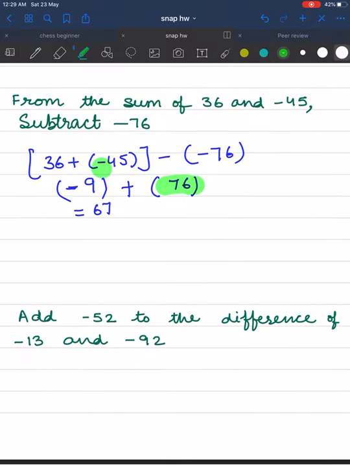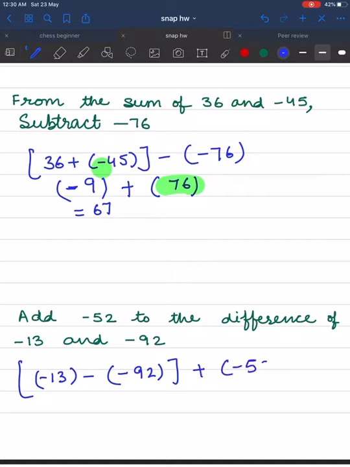Now the next question is: add minus 52 to the difference of minus 13 and minus 92. So first let's find the difference of minus 13 and minus 92. So I write minus 13, then I write a minus sign for subtraction, and then I write minus 92. Children, be careful about the signs of the integers. Then to this I add minus 52. So here I write the first integer as it is, and then I change the subtraction sign to addition sign, and I take the opposite of minus 92, which is plus 92, plus minus 52.